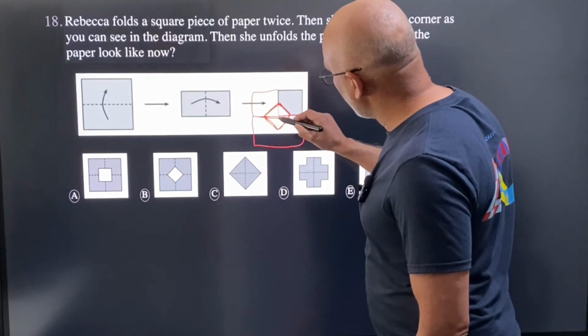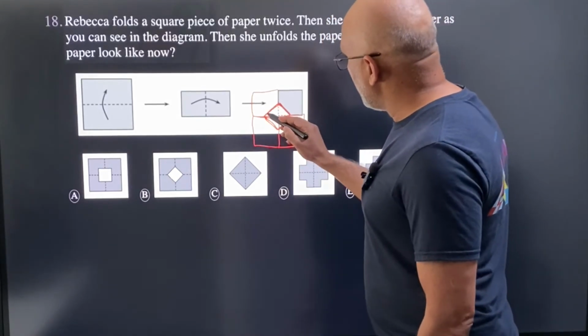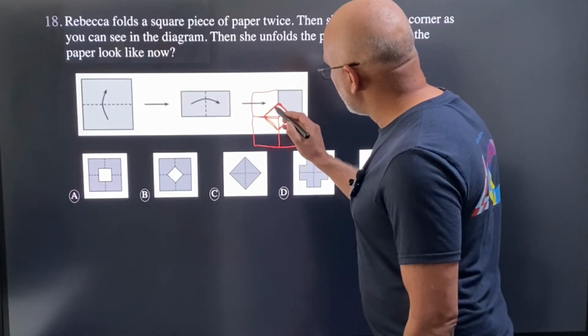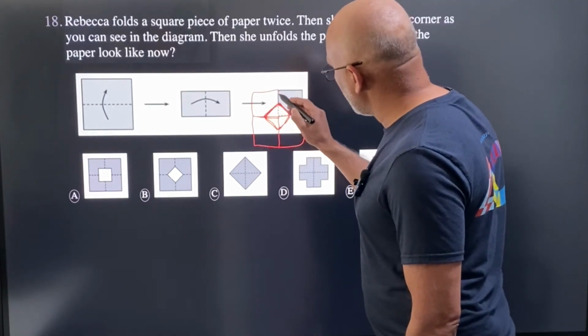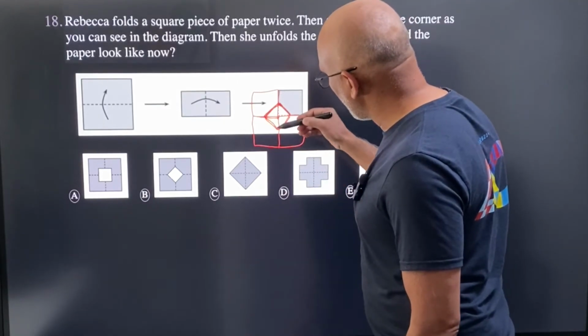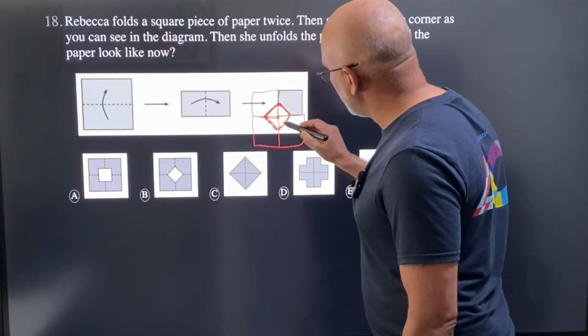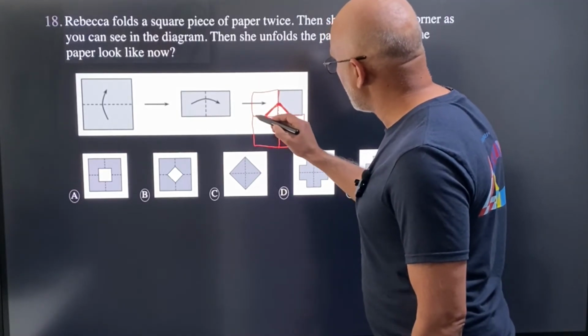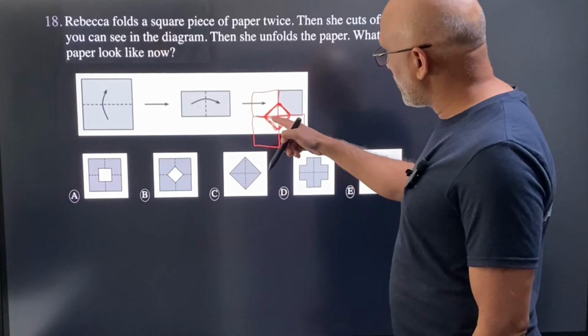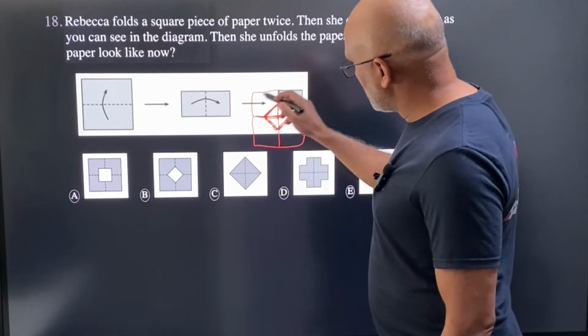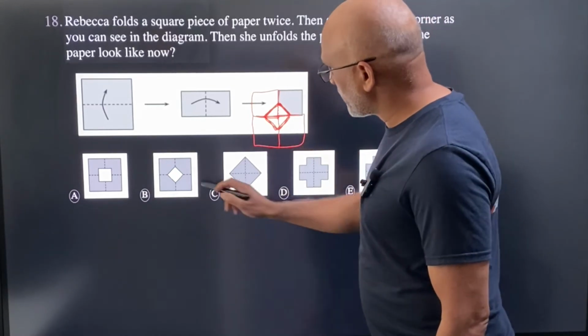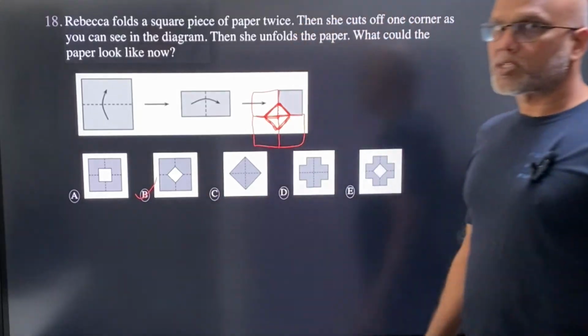and this is the whole paper. Okay, so again, when I first unfold, this line is going to be a reflection of this line about this line, and then when I unfold it one more time, this is going to be a reflection of this about this line. So we end up with something like this, a square paper with a cut in between. Then B is the correct choice.